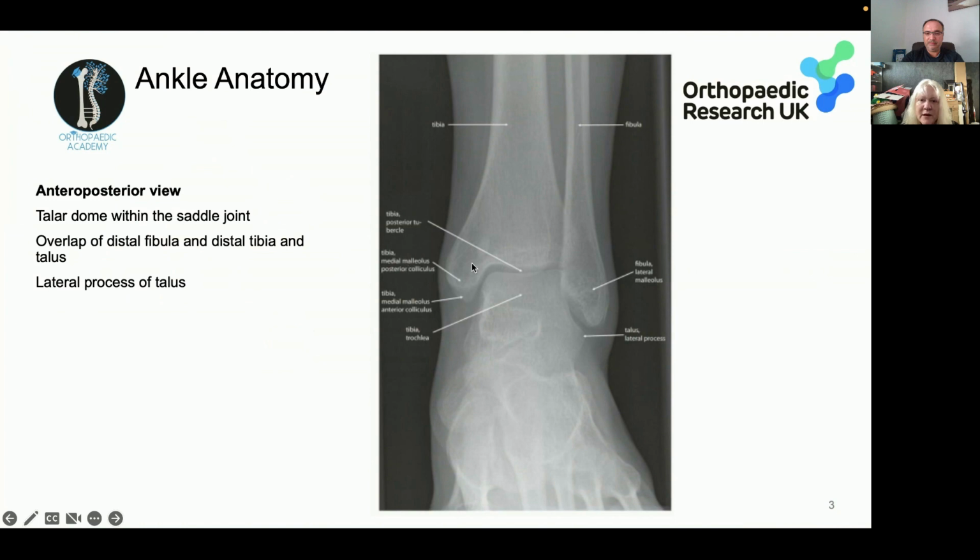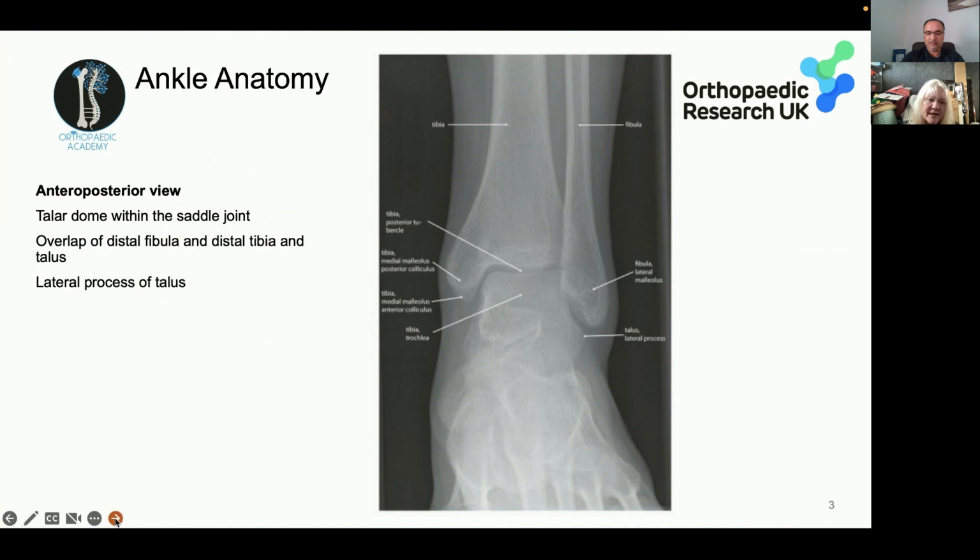And then we've got this part of the tibia here, which is the distal end of the tibia, but it's also given some other names, particularly when we talk about fractures. So it can be known as the tibial plafond, because it's flat, or tibial pilon. Again, just describing the way that it sits in the mortise of the ankle joint.